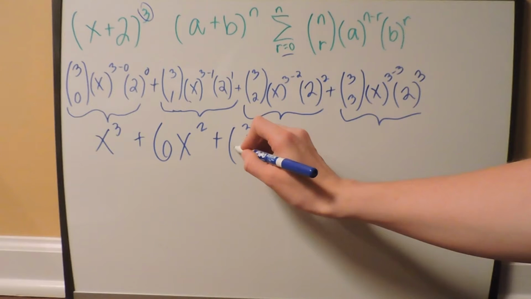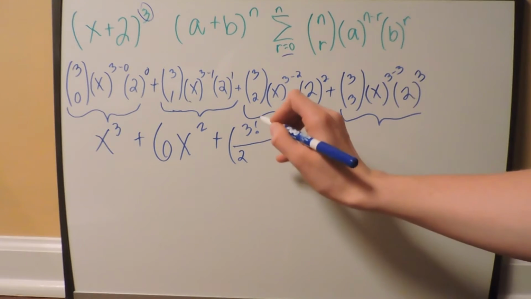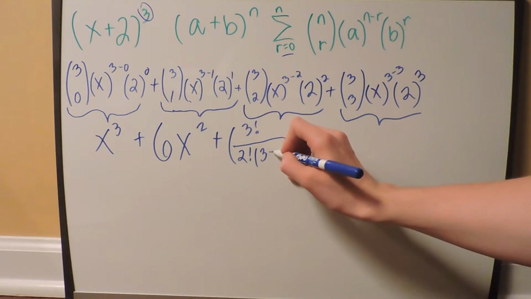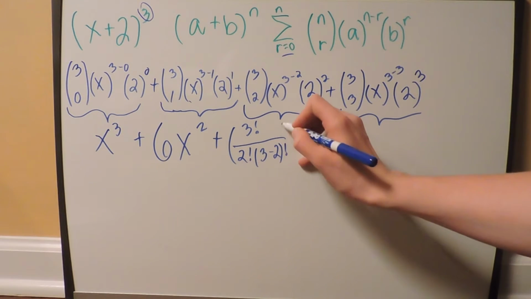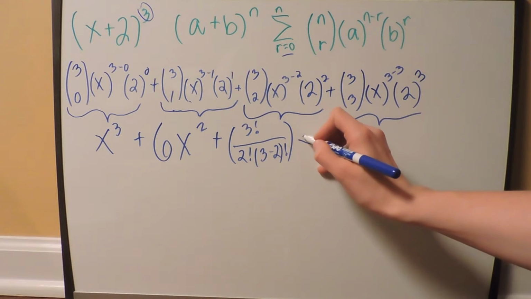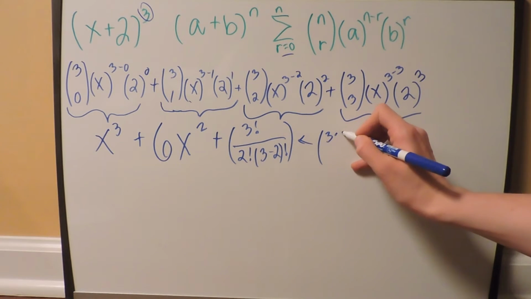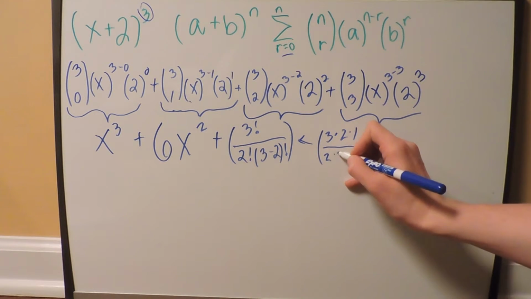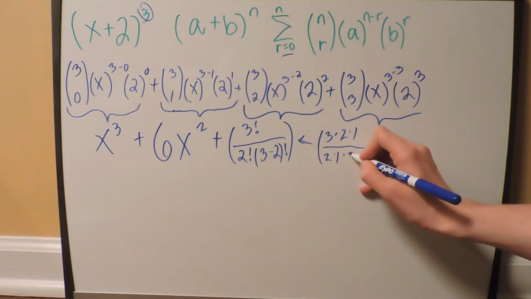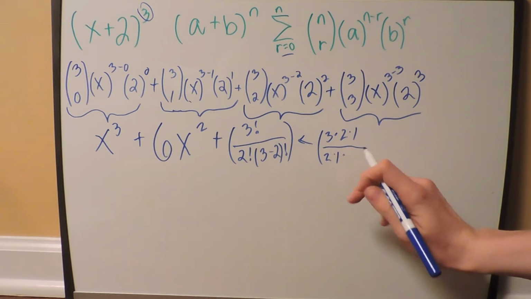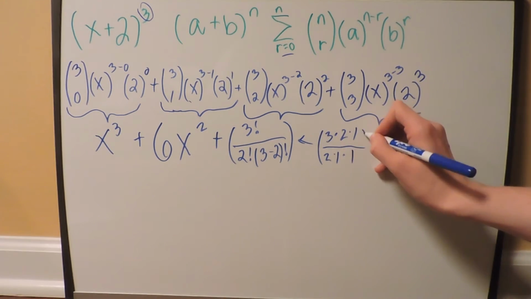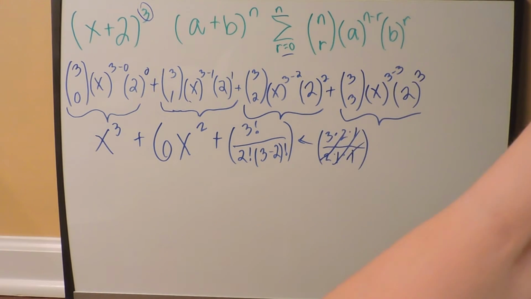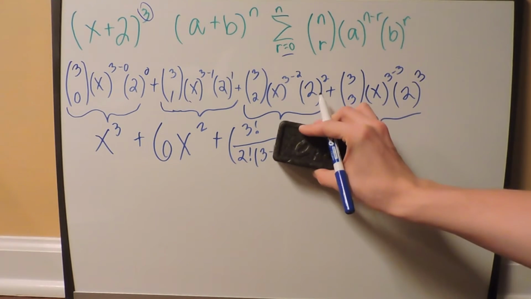Now over here, we have 3 factorial over 2 factorial times 3 minus 2 factorial. Good. Now this is going to equal 3 times 2 times 1 all over 2 times 1 times 3 minus 2, which is going to equal 1. Good. So all the 1's are going to cancel, the 2's are going to cancel, and you're left with 3. So this whole thing is just going to equal 3.